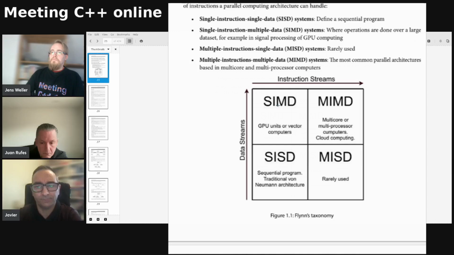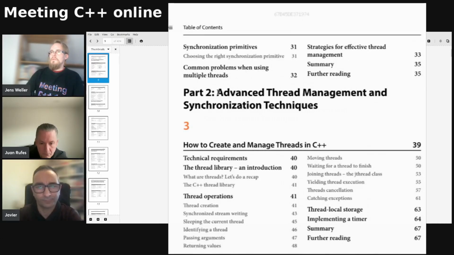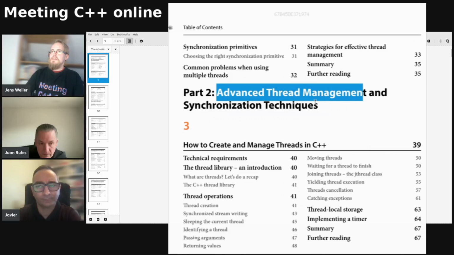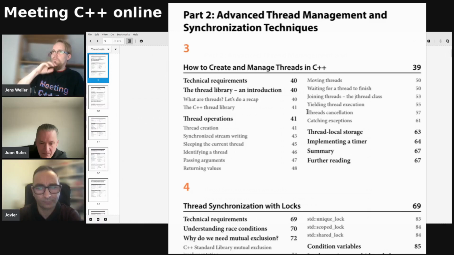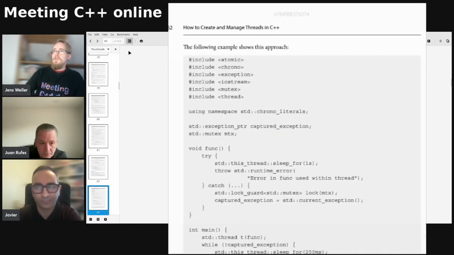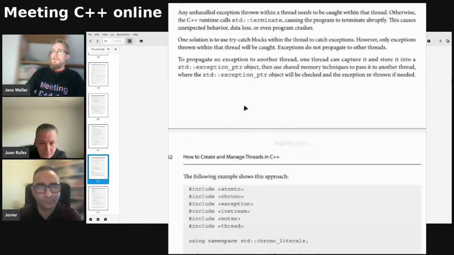True. Let's go back. And then we have the second part of the book, where we're directly starting with advanced thread management after the foundations. So here we go into how to create and manage threads with C++. And one part I found interesting is the thread local storage here, and then implementing a timer. So let's take a look at these. If I can find them, let's go for 83. That looks good.